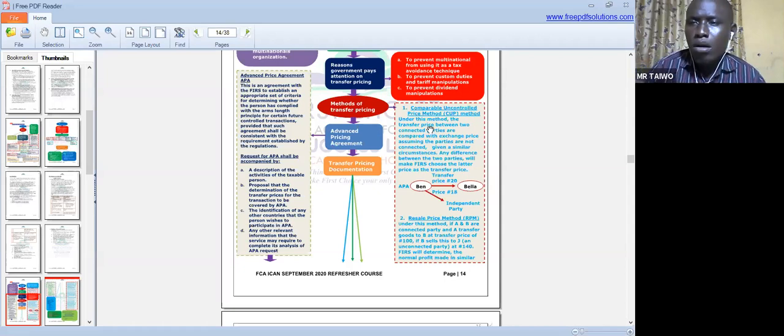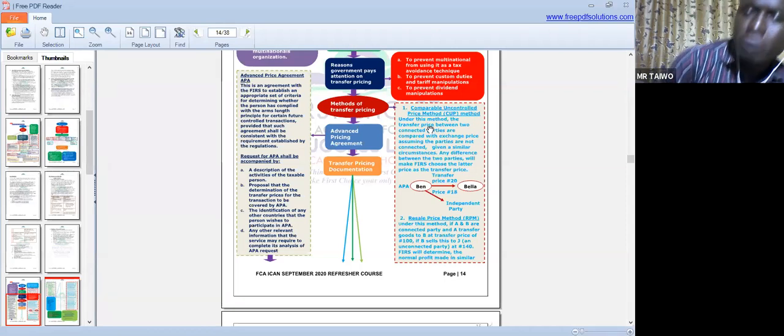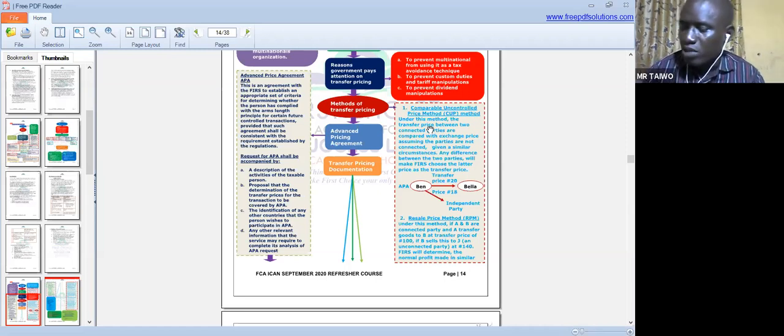That is what we call the comparable uncontrolled price method. It means that you can compare the two transactions in such a way that you pick: if the one from A to your third party is the same as the one from A to B, then you pick it. But if it is different, you pick the one with the independent party. That is what we mean by the comparable uncontrolled price method.